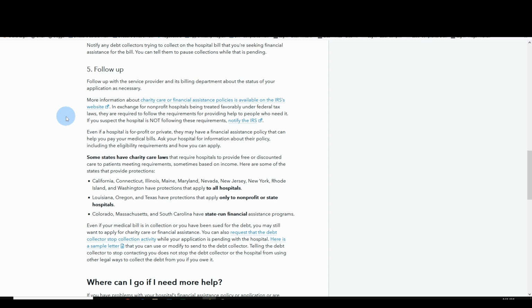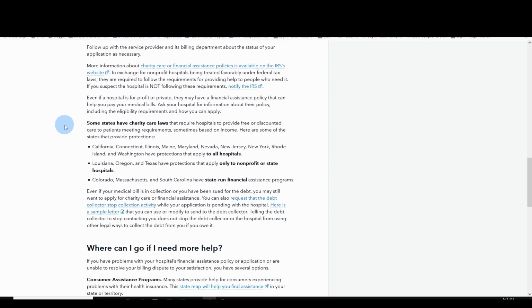More information about charity care or financial assistance policy is available on the IRS's website. In exchange for nonprofit hospitals being treated favorably under federal tax law, they are required to follow the requirements for providing help to people who need it. If you suspect the hospital is not following these requirements, notify the IRS. Even if a hospital is for-profit or private, they may have a financial assistance policy that can help you pay your medical bills. Ask your hospital for information about their policies, including the eligibility requirements and how you can apply.